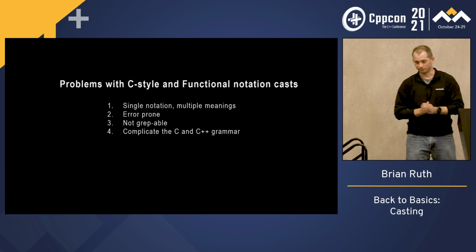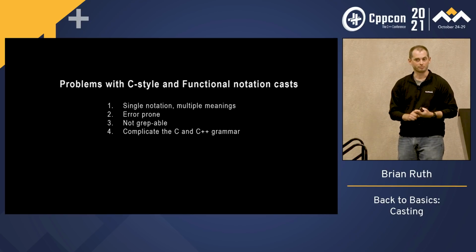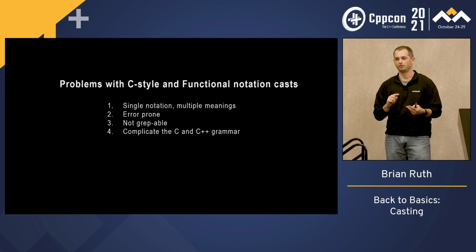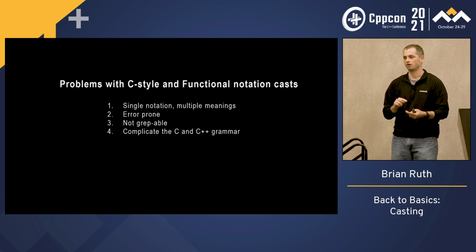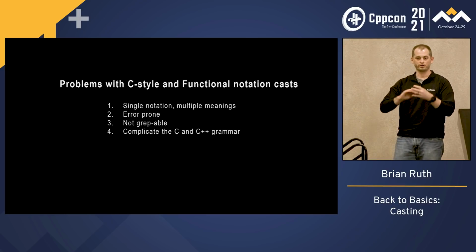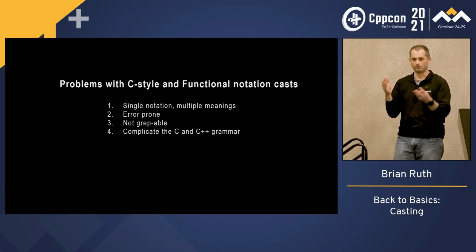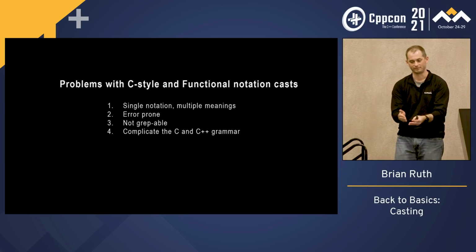So there are some problems with C-style and functional notation. So there's a single notation with multiple meanings. Are you indicating that you're truncating a variable? Are you creating a new variable? Are you calling a function? Is this an argument? Are you totally reinterpreting what the bits mean? Like all of these things are indicated by the exact same syntax.